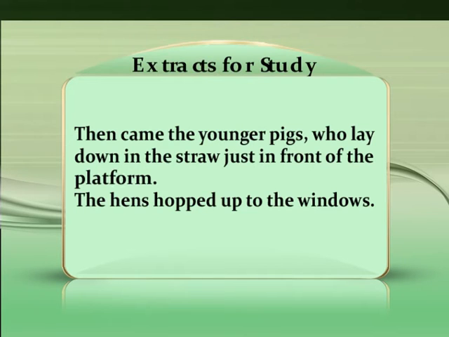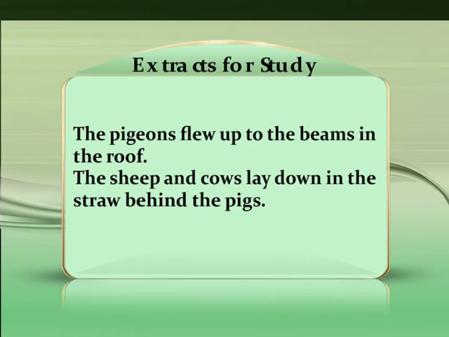First came the pigs, older pigs and then younger pigs, who lay down in the straw, in the grass, just in front of the platform, which is the podium. The hens hopped up to the windows. The cows lay down in the straw, in the grass, behind the pigs.